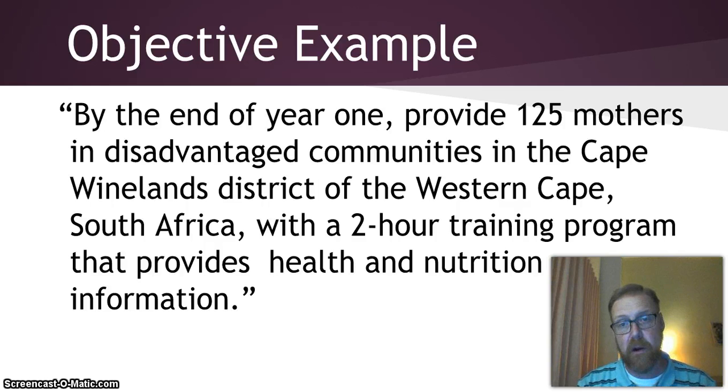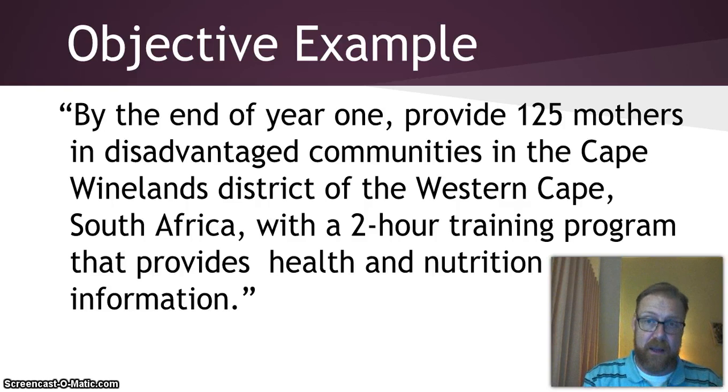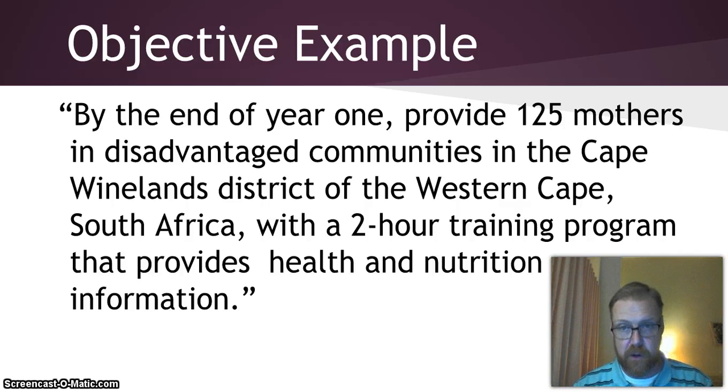So the hardest part is getting 125 mothers. The easy part is putting together a 2-hour training program with health and nutrition information and then having someone in that location to deliver it. That's the easy part. Hard part's getting 125 mothers to come. And for that, we had to work very closely with our partners on the ground in South Africa, in Paarl, South Africa in particular. Even though we never were able to actually implement this because the funding never came through, long story short, we could have done it. Okay. Specific, measurable, achievable, realistic, timely.